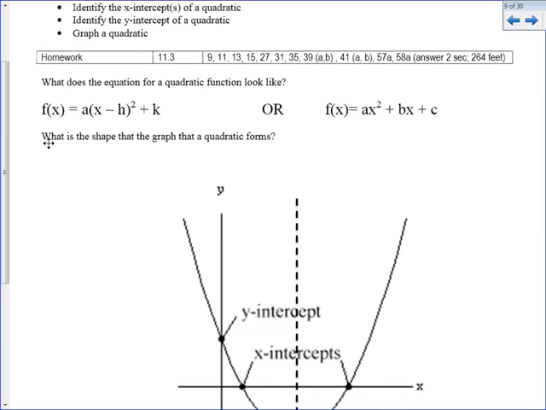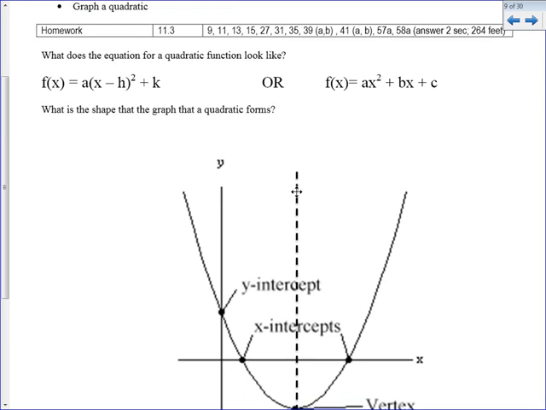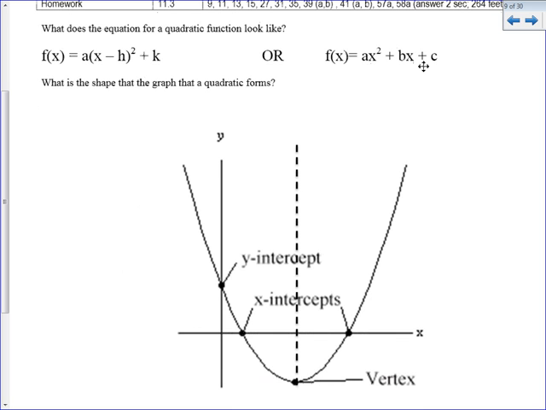The first thing I want to talk about is what is the shape that the graph of a quadratic forms. So this is what it looks like if you were to graph either one of these equations. And another thing, if you have your notes, put some arrows on that graph. The particular image didn't come with arrows, but the arrows show that there are points beyond what we actually draw. And the shape is what we call a parabola. So the shape, that U shape, is called a parabola.